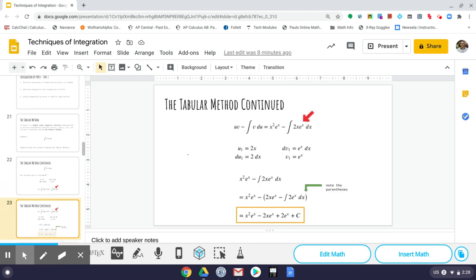So I would then have to make a second u and a second dv. We'll call it u sub 1 and dv sub 1. u sub 1 equals 2x, dv sub 1 equals e to the x. That rule doesn't change. And then I'll do a second round of integration by parts.